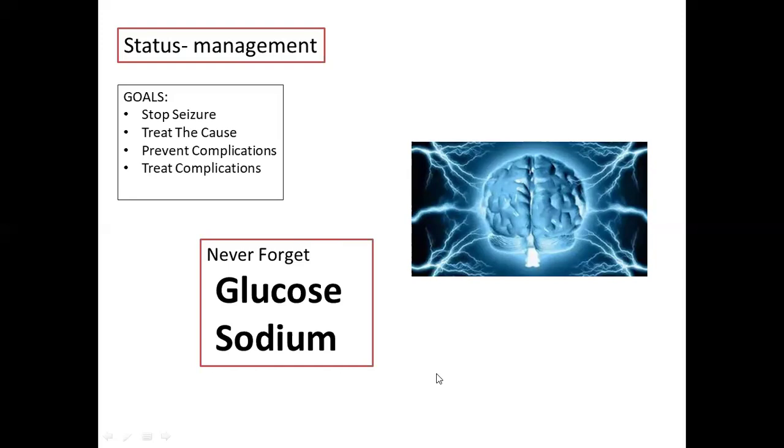Any patient coming following status epilepticus, never forget glucose and sodium. Hypoglycemia is a cause of seizures. Sodium, mainly hyponatremia, is a cause of seizure. So there is a simple correction, and after the simple correction you can stop the seizure. Otherwise, whatever you give, if you do not correct these basic causes, the patient is not going to stop seizing, right?